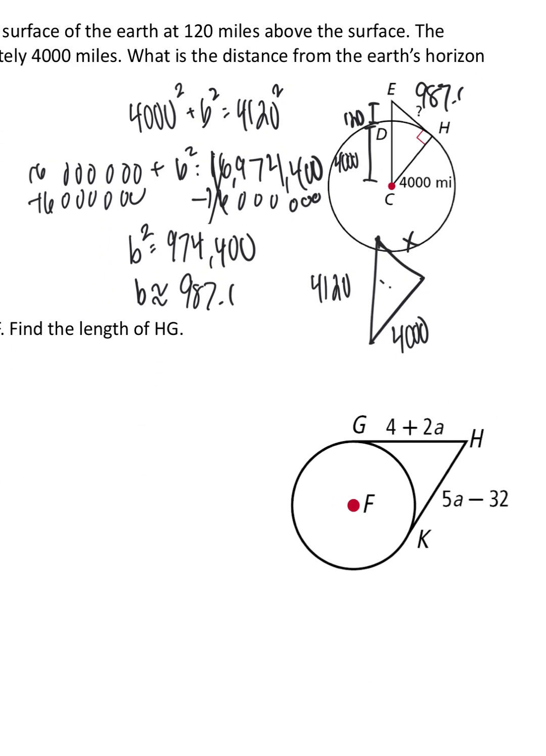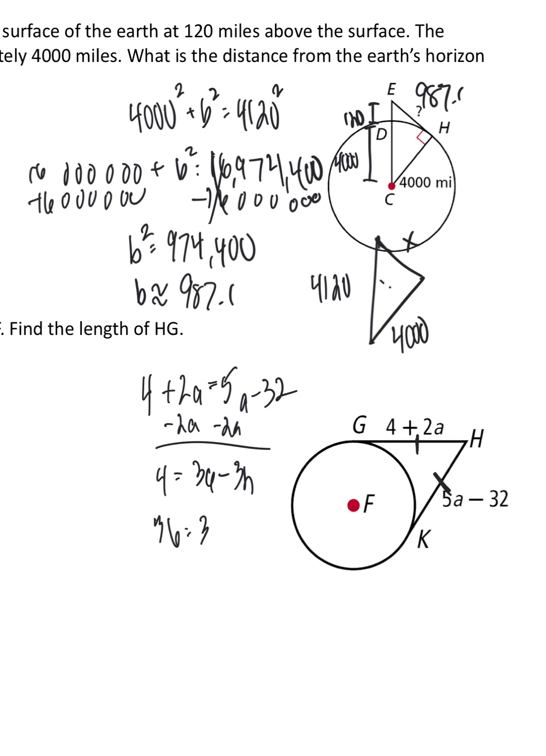Whereas with this one, these are common tangents from H, so that means these are equal lengths. The way we represent that is that 4 plus 2a has to equal 5a minus 32. If I subtract 2a from both sides and then add 32, I get 36 equals 3a. Dividing by 3, a would have to be 12. So when we plug it back in, this side here is 28, as well as 28 here. Okay, so that's everything we need to know for circles.